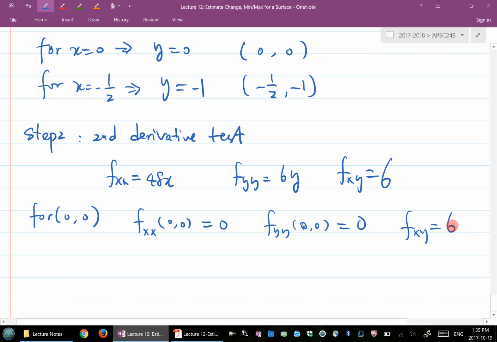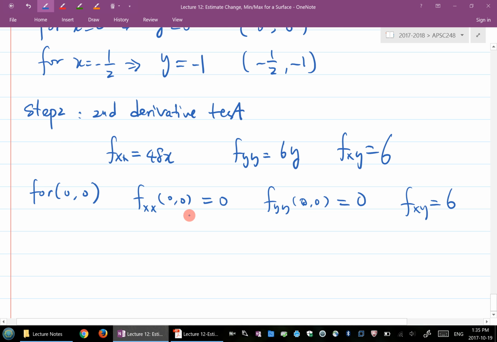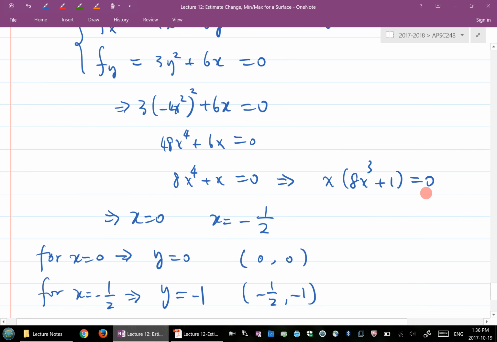Okay, so now we're ready to test the point here. So let's plug into fxx fyy minus fxy squared for this term, the Hessian, right? The Hessian term. So 0 times 0 minus what? Minus 6 squared, which is -36. Okay, so now go back to theorem number 2, here.